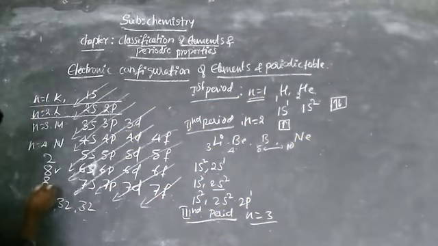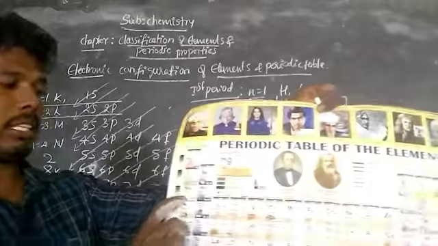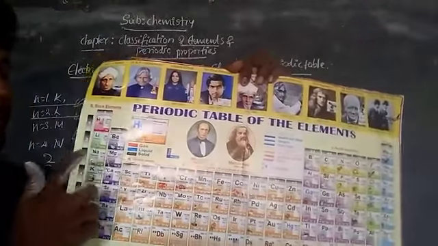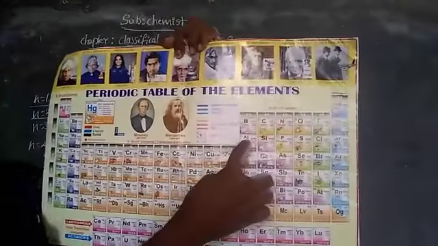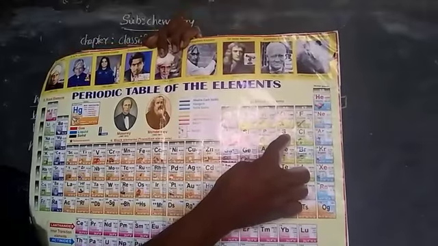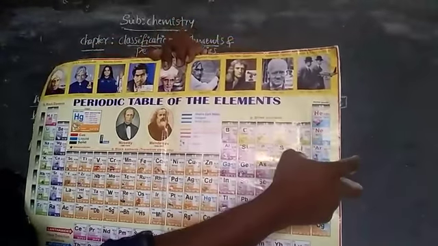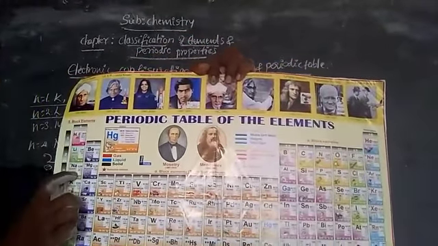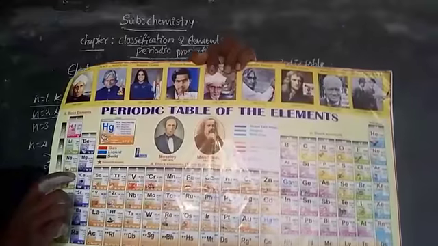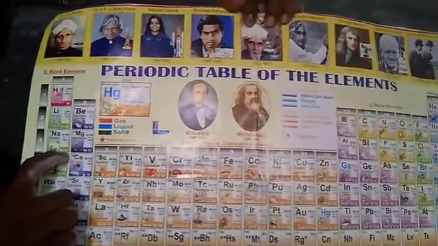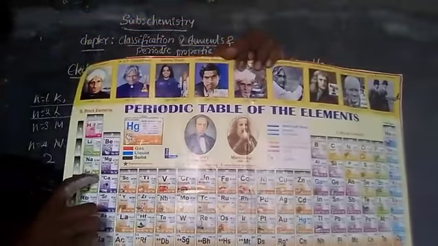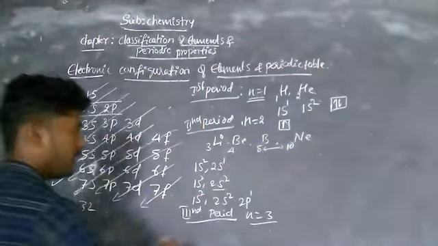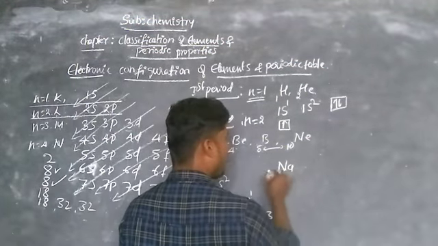See here, how many elements are there in the third period? 8 elements only, right? It begins from sodium, then magnesium, aluminium, silicon, phosphorus, sulfur, chlorine, argon. These are the elements of the third period. Here, observe for the third period n is equal to 3 and the electronic configuration is 3s1. See here, 3s1 for sodium. The atomic number is 11.